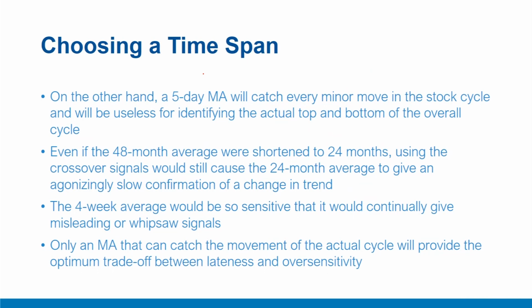On the other hand, a 5-day moving average will catch every minor move in the stock cycle and will be useless for identifying the actual top and bottom of the overall cycle. Even if the 48-month average were shortened to 24 months, using the crossover signals would still give an agonizingly slow confirmation of a change in trend. So it will be very slow. The 4-week average would be so sensitive that it would continuously give misleading or whipsaw signals. Only an MA that can catch the movement of the actual cycle will provide the optimum trade-off between lateness and oversensitivity. For example, a 10-month MA.